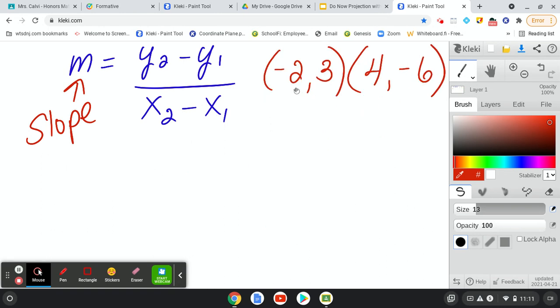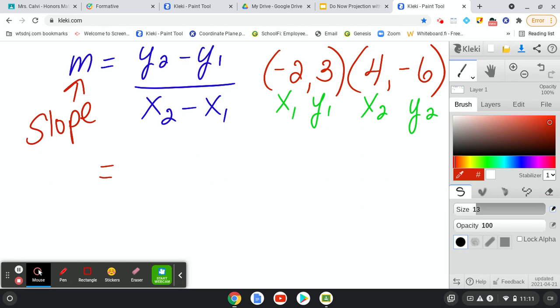Okay, so here I actually have some negative values. So this is good practice. So again, I'm going to list my first ordered pair as my 1s, so x1, y1. My second ordered pair or my second coordinate will be my 2s, x2 and y2. All right, so now I'm just going to go ahead and plug it into my formula. So watch what I do.